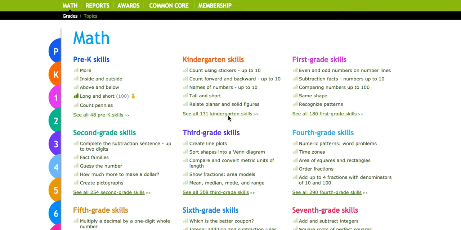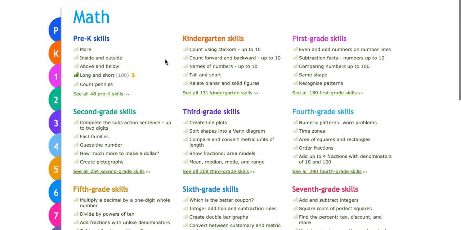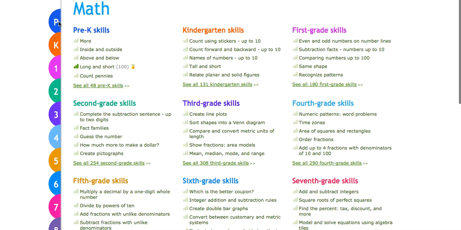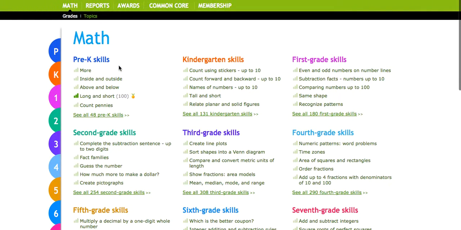I'm going to quickly share with you how to use Math IXL once your child is already logged in. On the left-hand side of the page for math, there are different grade levels. The P would be for pre-K, kindergarten, first, second, third, fourth, fifth, etc. So depending on the grade that your child is in, that's the grade that you would click.